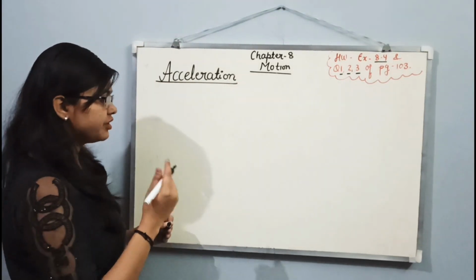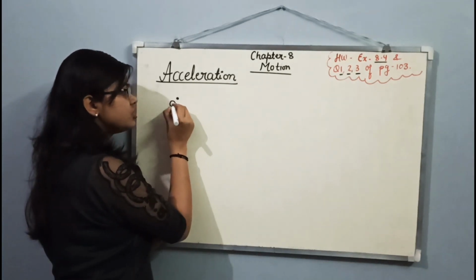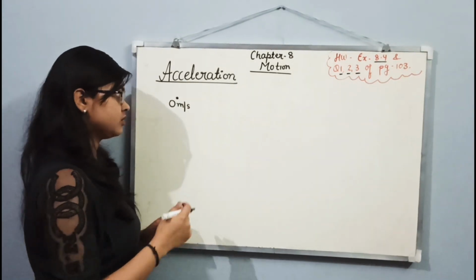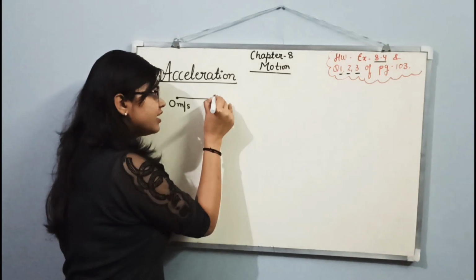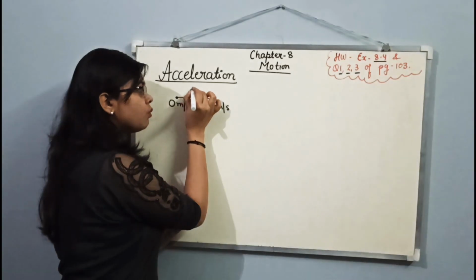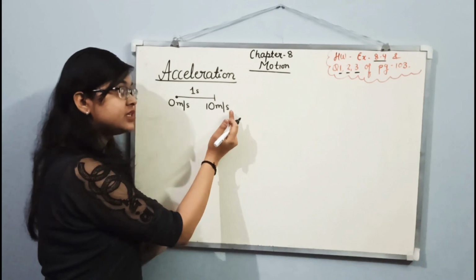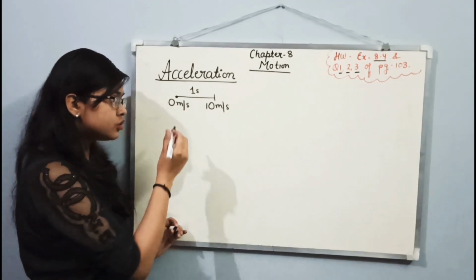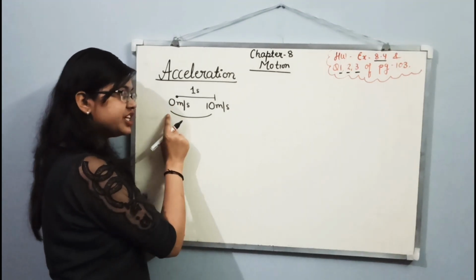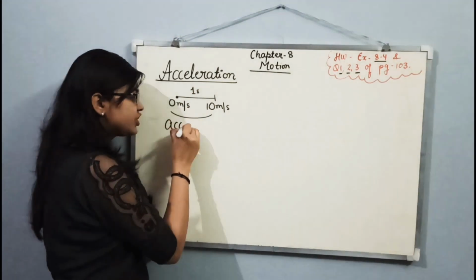I'm starting acceleration with a very simple example. Let's suppose initially your speed was 0 meter per second. It means you started with 0 speed. Then after that your speed became 10 meter per second in 1 second. It means that to acquire 10 meter per second speed from 0 you took 1 second. So is there change in the speed? Yes, there is change in the speed. Speed has changed from 0 to 10 in how many seconds? 1 second.